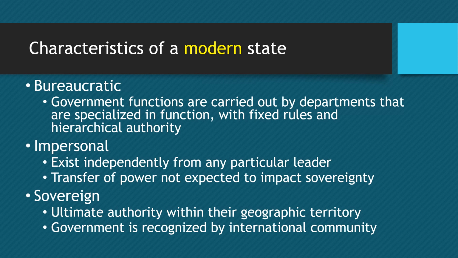And then finally, it is sovereign, meaning it is the ultimate authority within its geographical territory. And the government is recognized by the international community. It may not be approved of by the international community. Like I said, it might not be able to be a member of the United Nations if it's not behaving in a way that other states appreciate in the global world. But it is recognized as the sovereign government by at least some of the states in the international community. So these are things that characterize a modern state. What is a modern state? And in some ways they make it different from a pre-modern state like a feudal system or something like that.